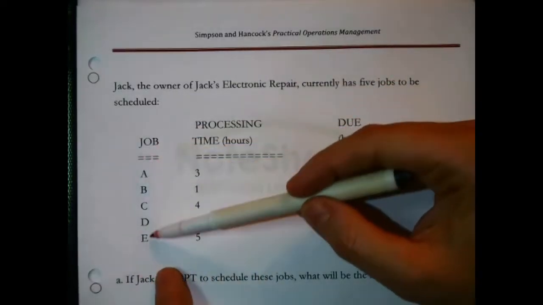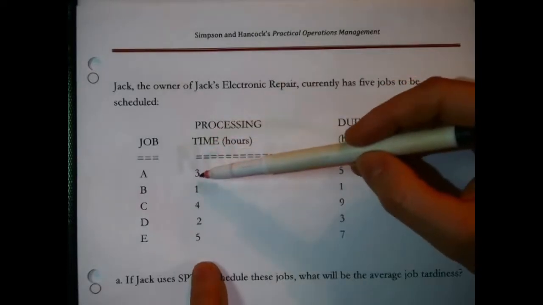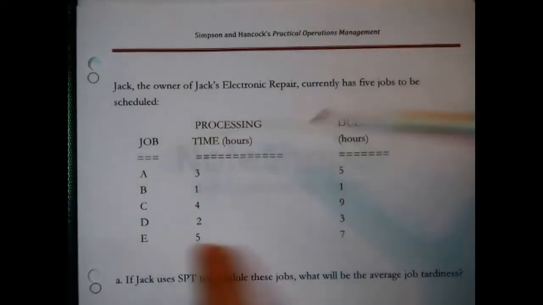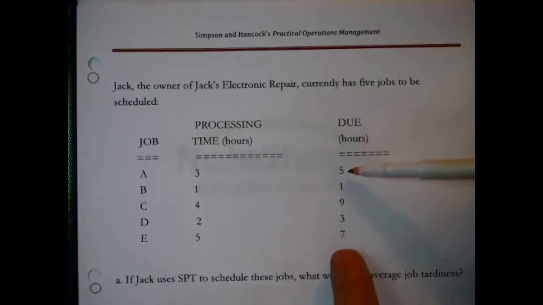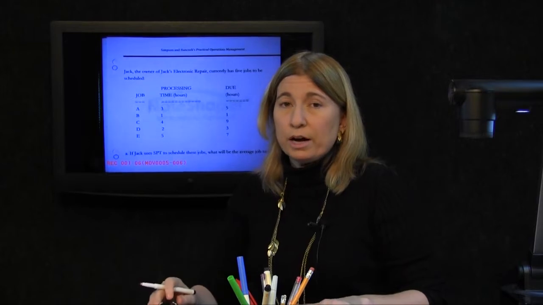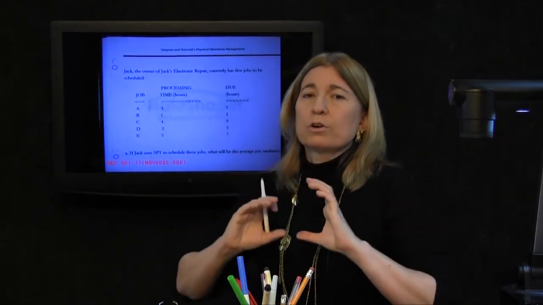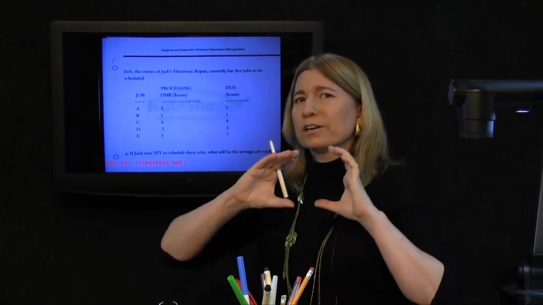There is a list of jobs, just named A through E here. There is processing time, how long each one's going to take, and then there is another column of data for due date, or when each one of the jobs was promised by. That is a typical single work center scheduling problem.